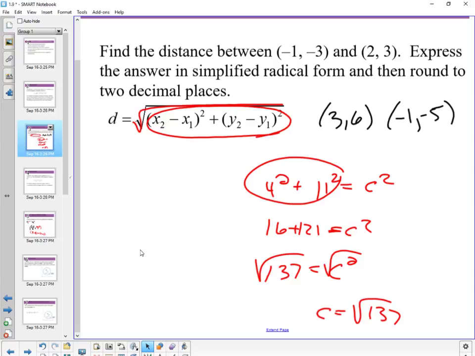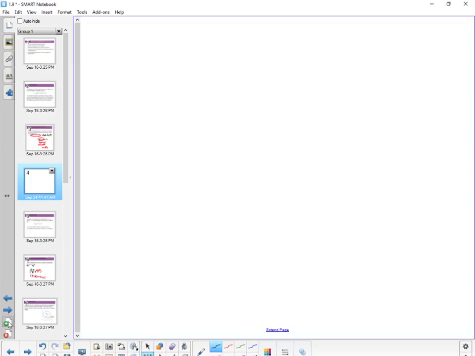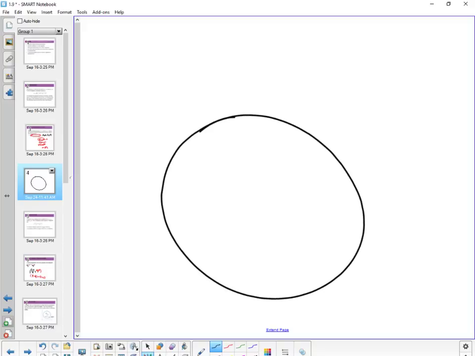Alright, let's see how I'm going to do this next. What slide is that? 6. Okay. I'm going to do this a little differently. Actually, I like to do this.